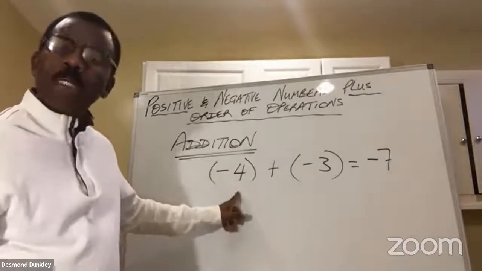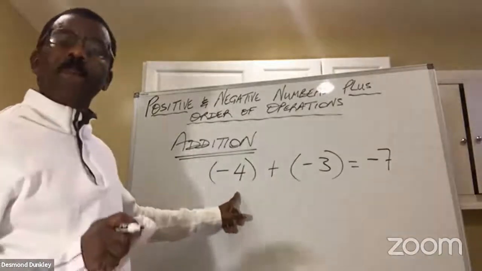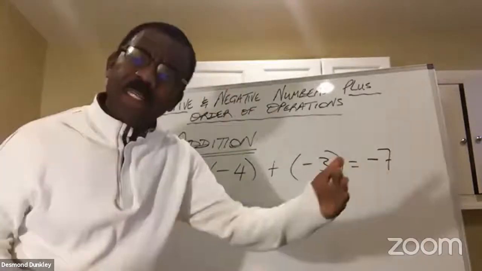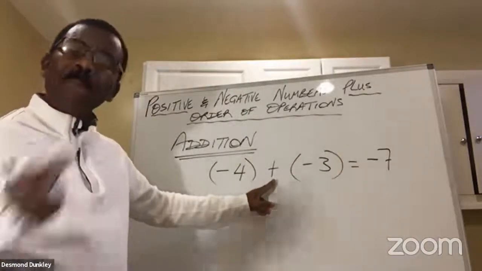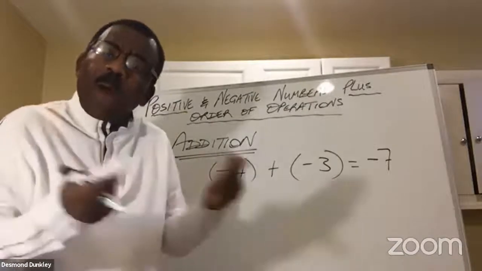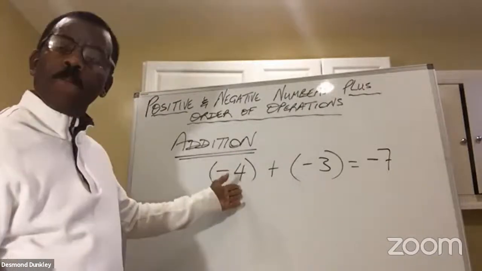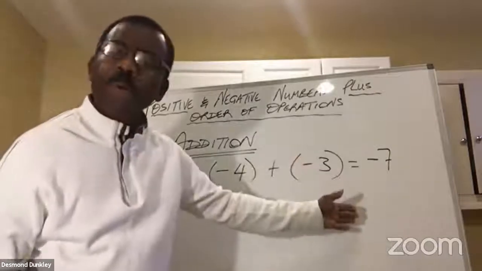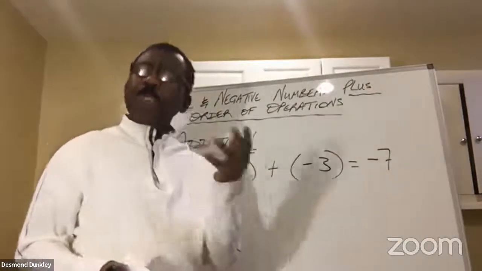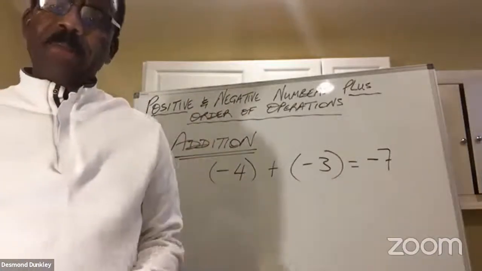If I borrowed $4 from you in the morning, and at lunchtime, the word plus means and, then at lunchtime I came back and borrowed $3 from you again, how much do I owe you? Well, if I owe you 4 and now I owe you 3 more, then I owe you a total of 7. So I like to use that idea of borrowing for the negative.